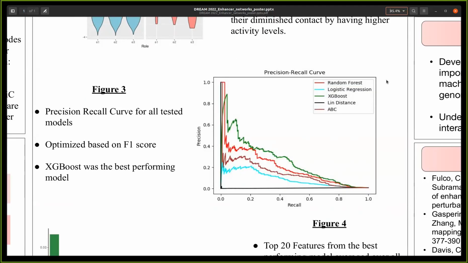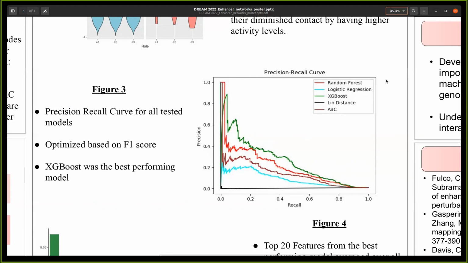Once we've trained the models, the performance of each model can be seen on this precision recall curve. We optimize based on the F1 score because there's a high amount of true negatives. You can see that the XGBoost is the best performing model by far, and the ABC model, even though it only contained 2 variables, still performed better than some of our models with way more. Also, the linear distance between the enhancer and the promoter is a very bad predictor.